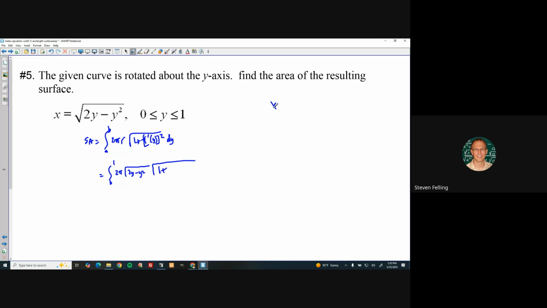Now, I think we'll have to be a little more careful here. What is that derivative? x is 2y minus y squared to the 1/2 power for the square root, which makes that derivative 1/2 2y minus y squared to the negative 1/2 times the derivative of the inside, which is 2 minus 2y. So for this, I'm not going to try to simplify, I'm just going to plug it in: 1/2 2y minus y squared to the negative 1/2, 2 minus 2y, and then that is squared, dy.